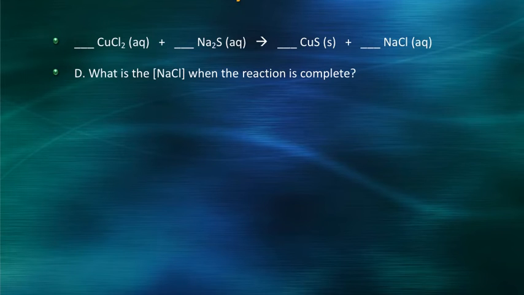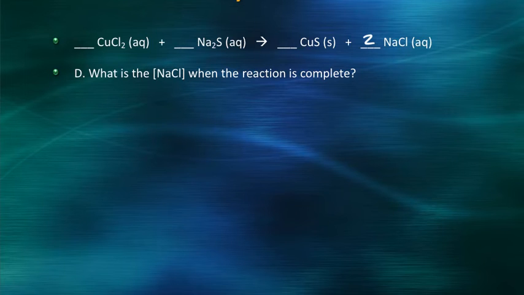So how do we answer D? I like D as a question. What is the concentration of NaCl when the reaction is complete? This was a 2 here, let's not forget that. How am I going to figure out what the concentration of this is? Well, now that I know which one of these is the limiting reactant, which was the Na2S, that's going to dictate how much NaCl could be made in moles.